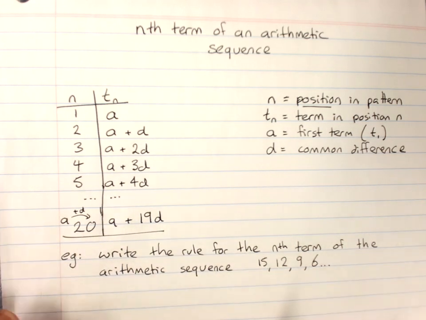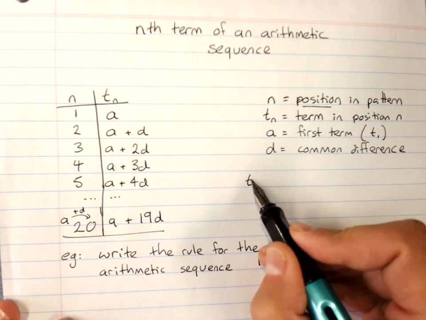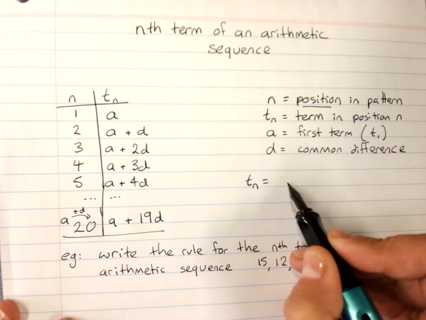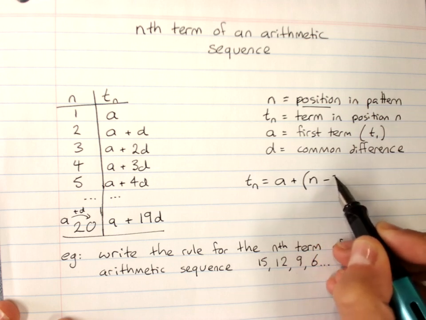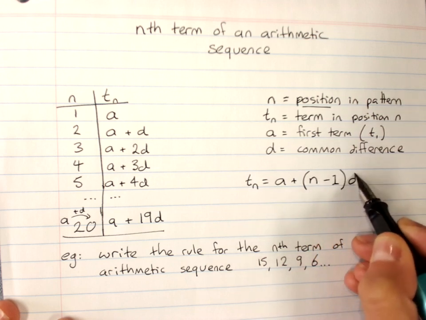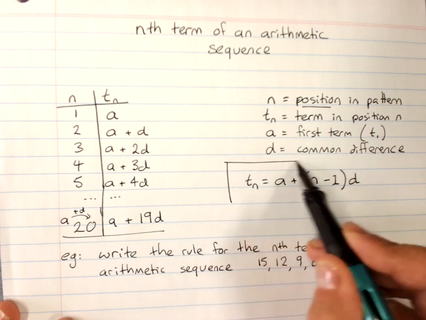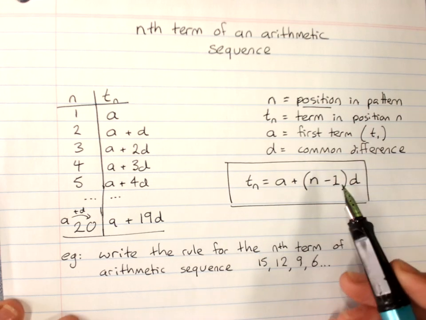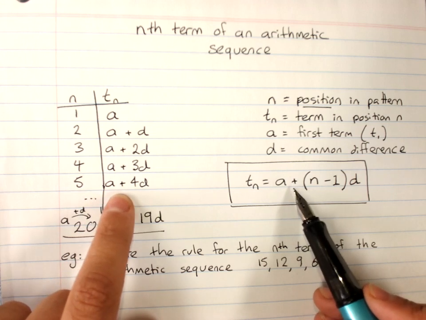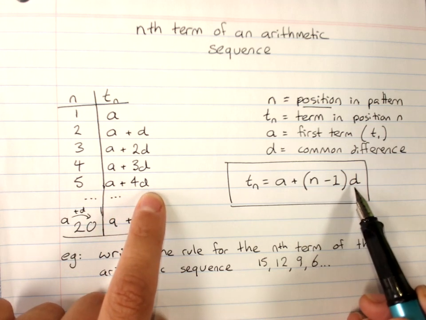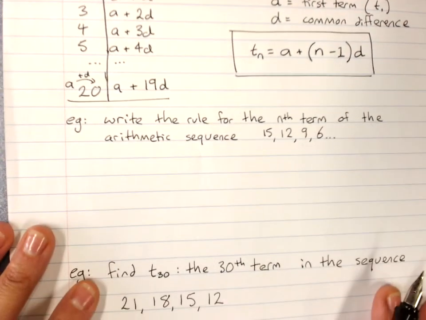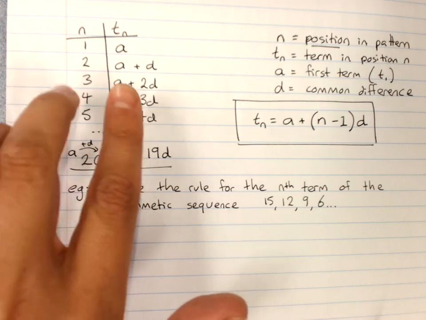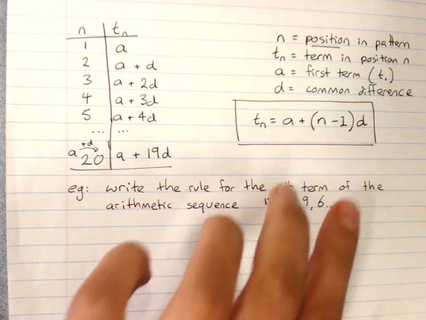This lets us write the formula. And the formula for the nth term, Tn, is A plus, in brackets, n minus 1 times D. A plus 1 less than n times the common difference. Now you don't need to know how we got this formula. You need to know this formula and how to use it.